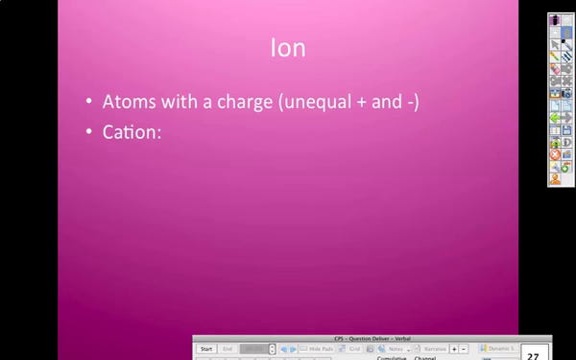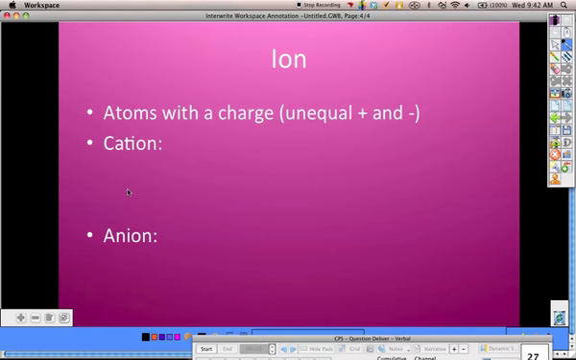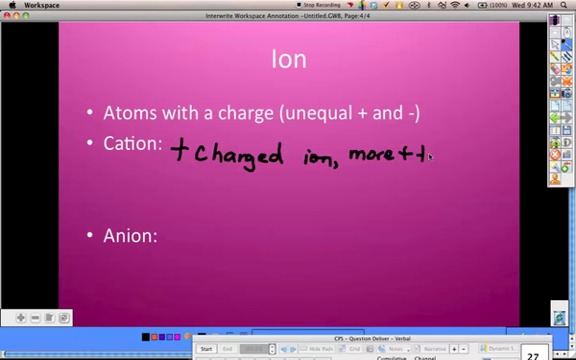Okay, we have cations and anions. Cations are the reason that I have Hello Kitty everywhere and why I wore Hello Kitty for Little Kid Day. So a cation is a positively charged ion. That happens when it has more protons than electrons, which means it has lost electrons.